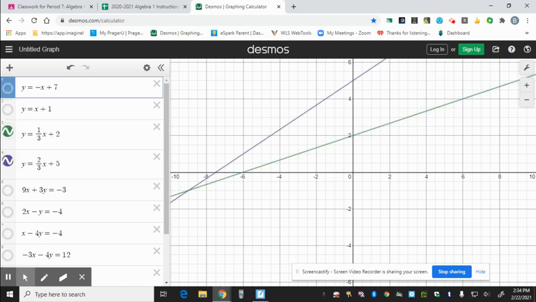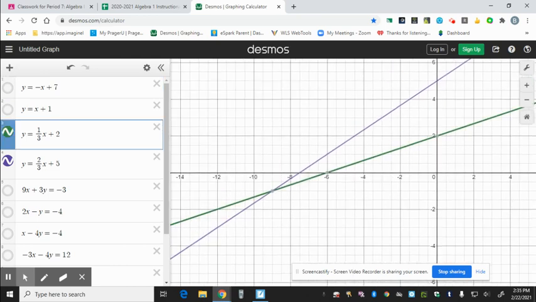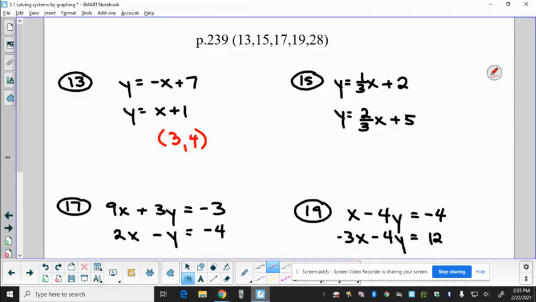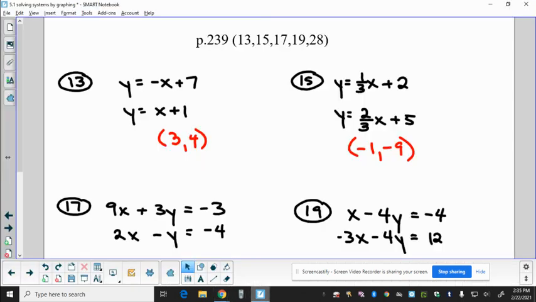Okay. Now I can see over here to the left-hand side of the screen. I can adjust my viewing window if you like. Here's my answer. The solution is (-1, -9). Did I write that backwards? I did. It's (-9, -1). I was thinking I wrote that backwards. There we go. Okay, 17 and 19.